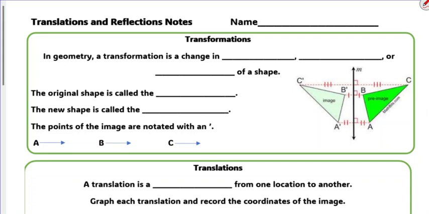All right, here we're going to be learning about transformations. We're going to be talking about two different kinds of transformations here, translations and reflections. In geometry, a transformation is basically just changing a shape in some way. We're either going to be changing the size, the location, or the orientation.